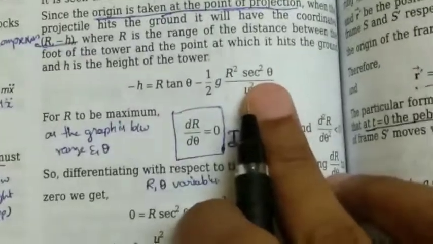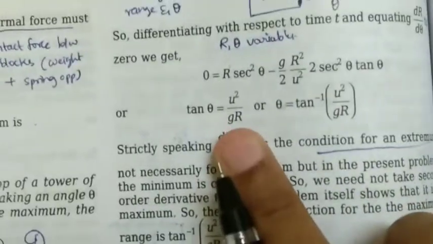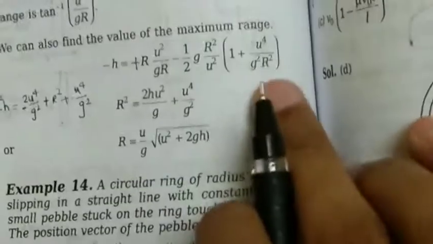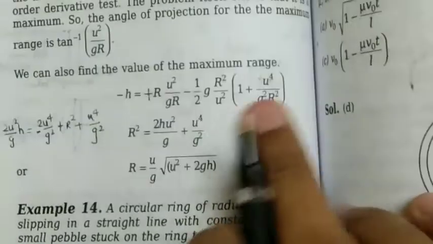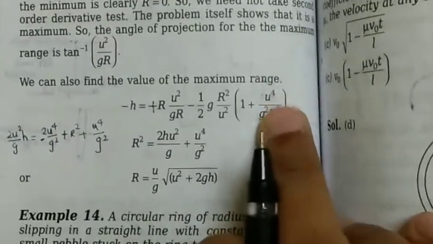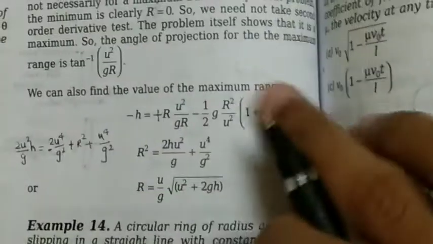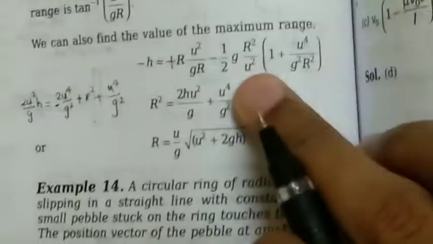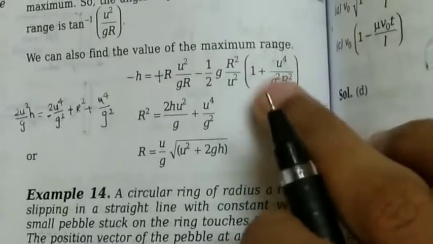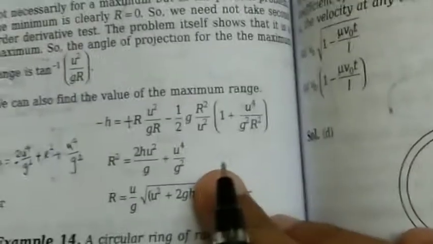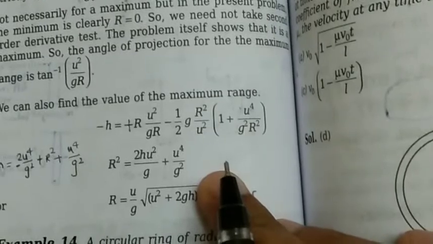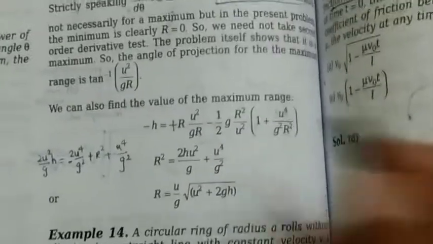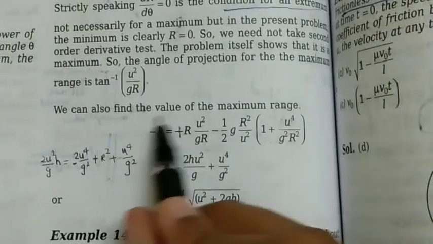What we have is secant square theta, and secant square theta minus tan square theta is equal to 1. So secant square theta is nothing but 1 plus tan square theta, and 1 plus tan square theta is 1 plus u power 4 by g square r square. So the secant square theta value would be this. So half g r square by u square is as usual, and in place of secant square theta we would have this after simplification.